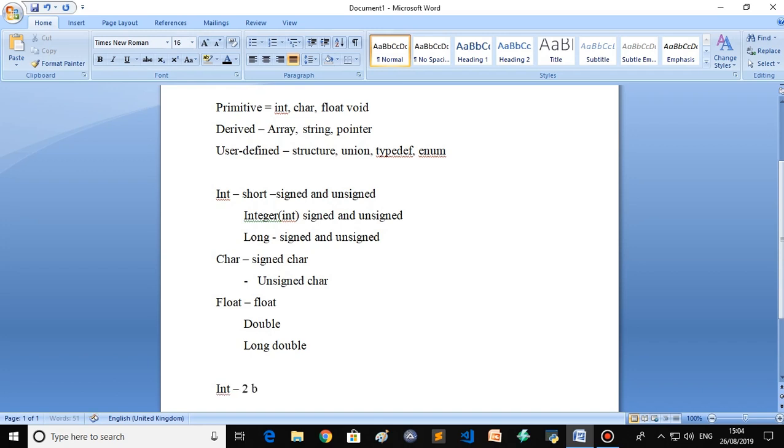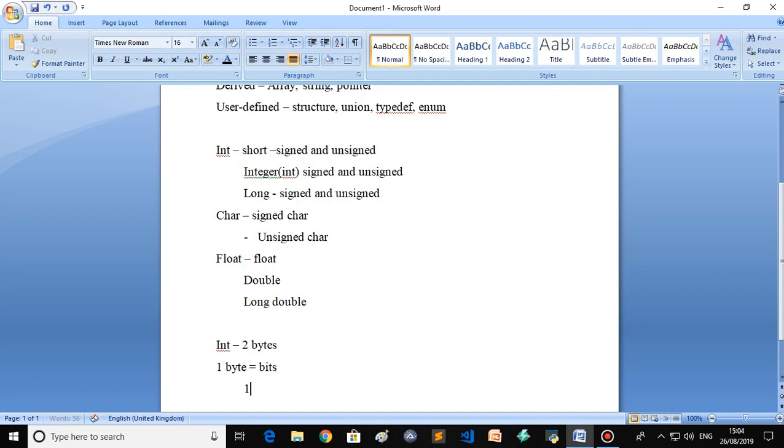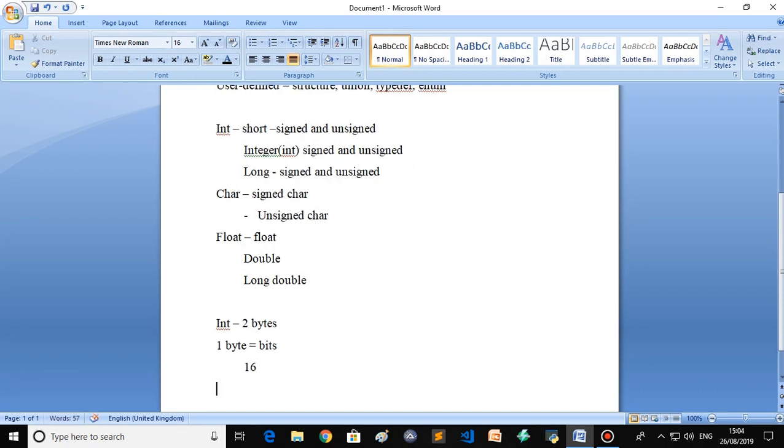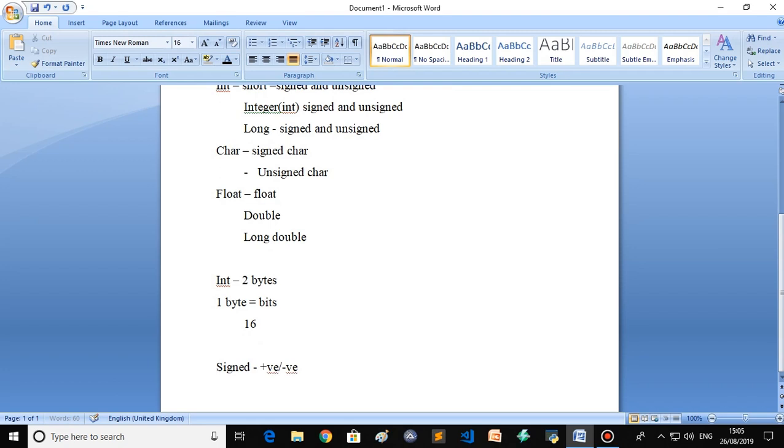So what are signed and unsigned? Consider the integer: an integer is assigned 2 bytes of memory in RAM. One byte equals 8 bits, similarly 2 bytes equals 16 bits. And one more thing, signed means positive as well as negative, and in the case of unsigned it is only positive. So unsigned always assigns positive values, not negative, and signed means both positive and negative.